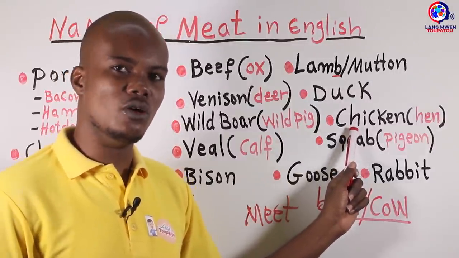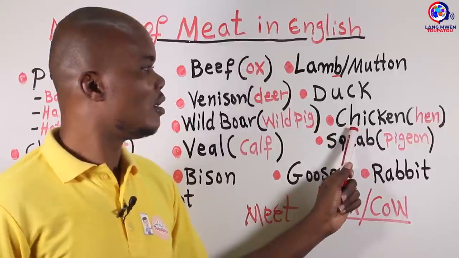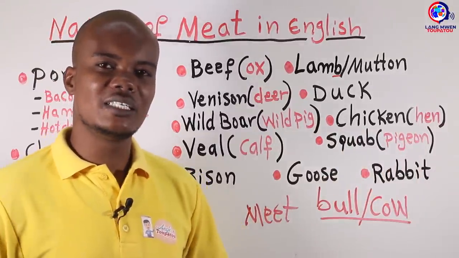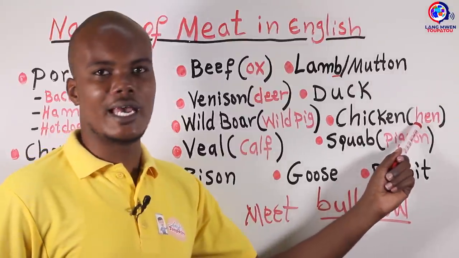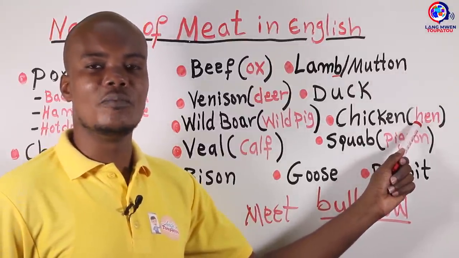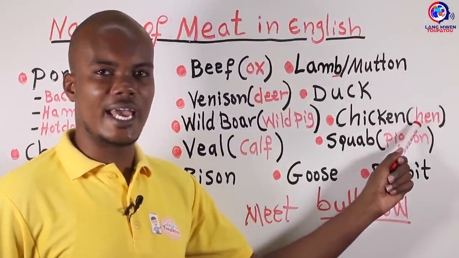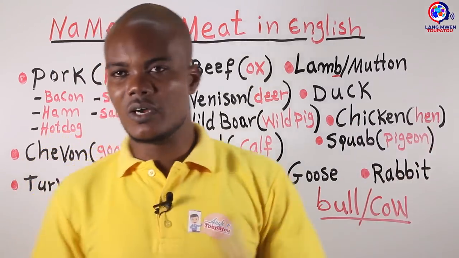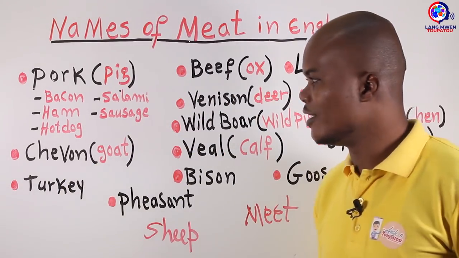On veut manger viande poule. Chicken. Mais si ou dit que m'bra l'acheter un poule vivant, on dit I'm going to buy a hen. A hen. Chicken. Hen.